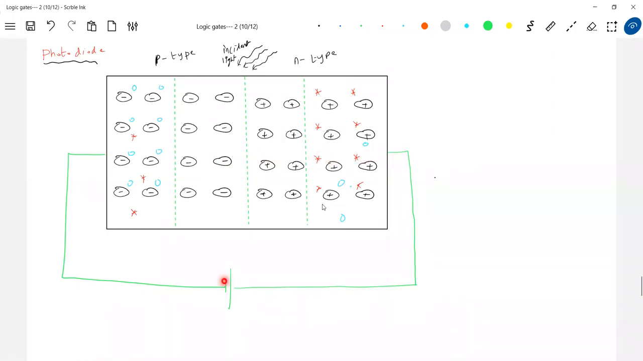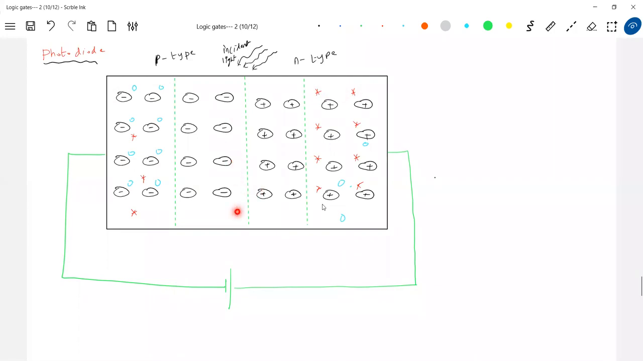Similarly, there's a negative terminal. What it does is it will push electrons, and they will be captured by the holes. When a hole captures an electron it gets a valence electron, and this side will pull out that electron. So what's happening? The width of the depletion layer is increasing. The majority carriers move away from the junction. Electrons will move like this, holes will move like this. The width of the depletion layer increases. I think this is what happens here.